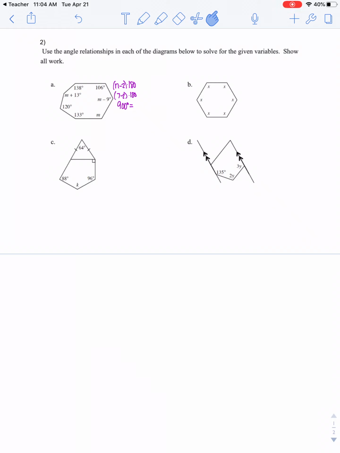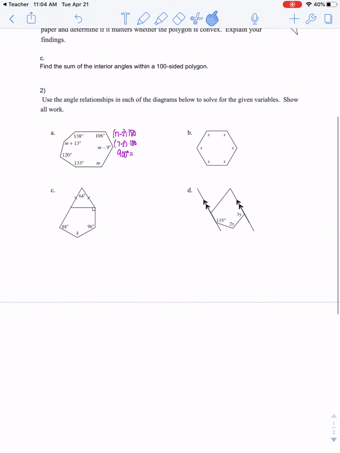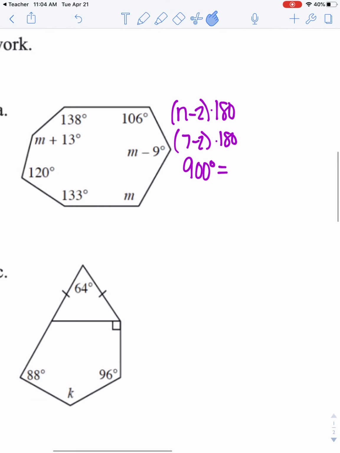Hey everyone, I was noticing a few common mistakes as you guys are working through the worksheet from today for interior angles of a polygon, so I wanted to talk you through solving a couple of the problems. The first one we're going to do here is part A.